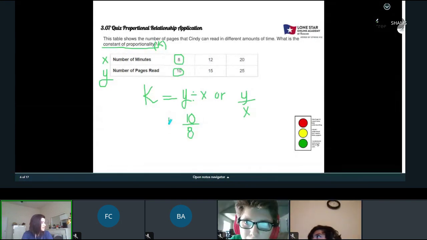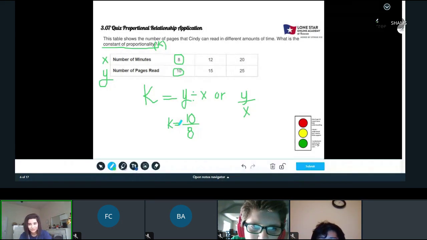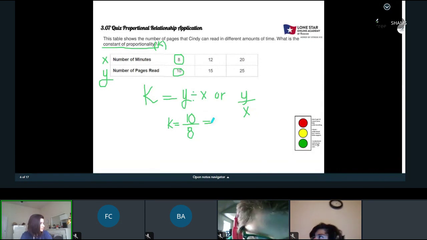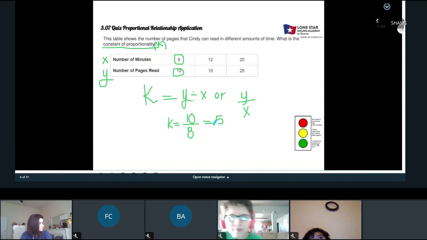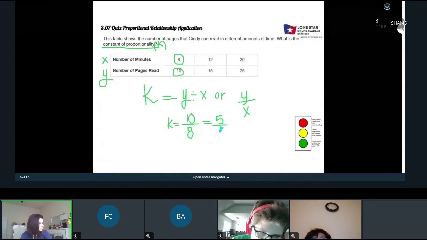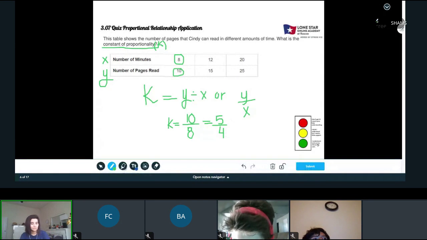There you go. Remember in algebra I said it's okay to use improper fractions? It is okay to use improper fractions. So you can just say 10 over 8 is 5 over 4. This is the constant of proportionality for this problem.